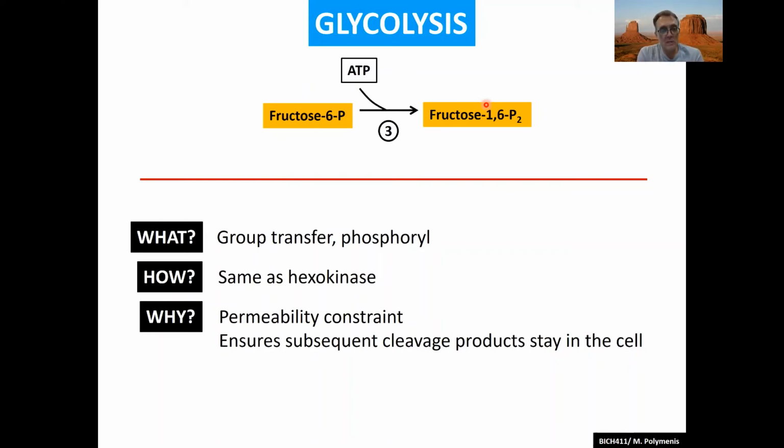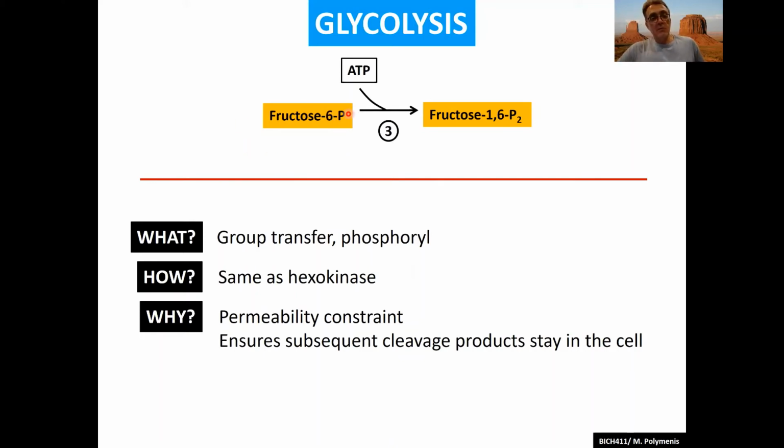So it is a group transfer, phosphoryl transfer. How does it work? In exactly the same way as hexokinase. So we're not going to be repeating the same mechanism and everything that we saw before. And why? The permeability constraint. Okay, but you can argue, wait a minute, it already has the 6 position phosphorylated with negative charges. It will stay in the cell, sure, until it gets broken in 2.